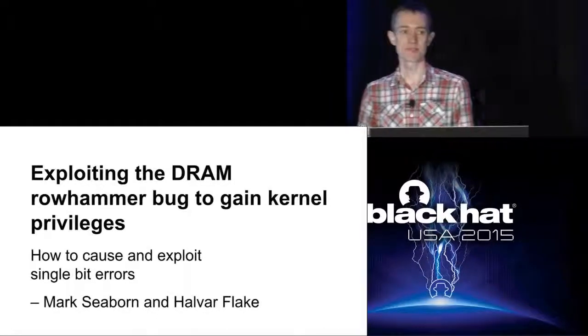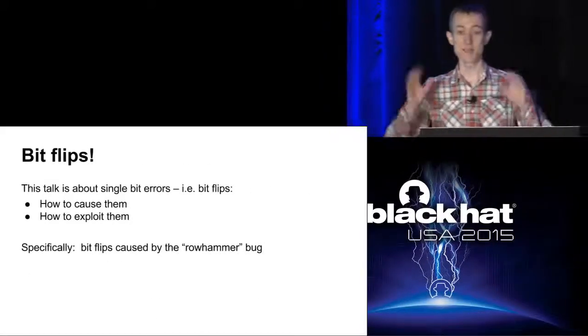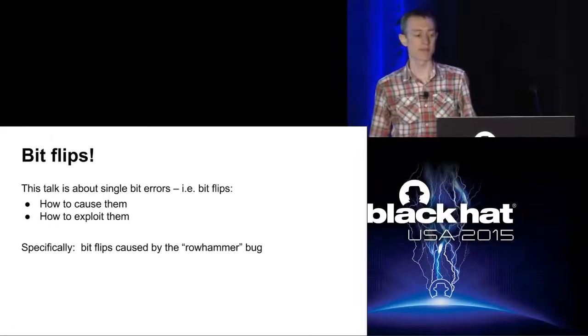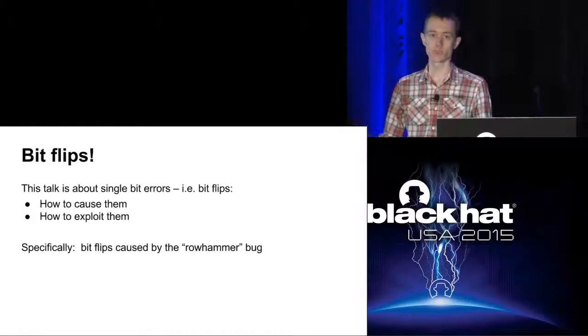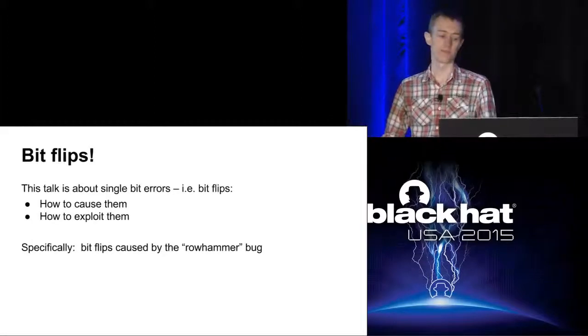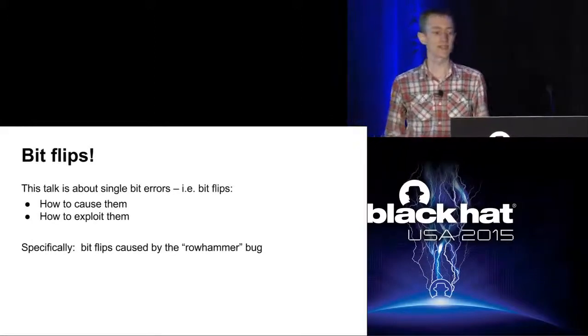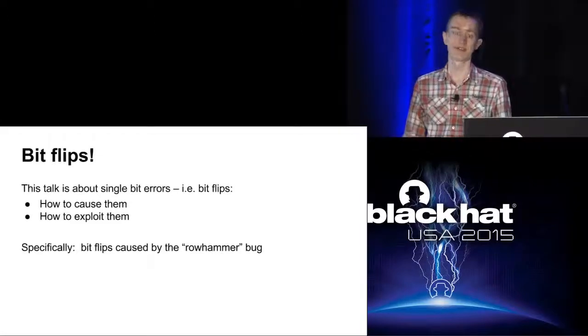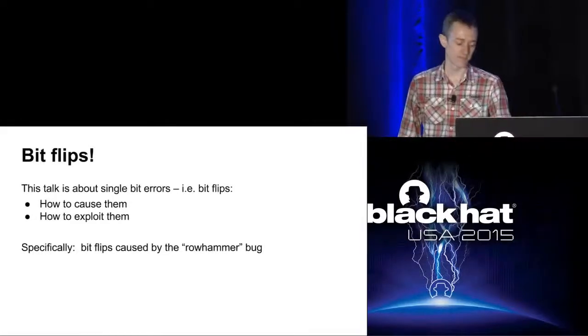Hi everyone. This is a talk basically about bit flips. In other words, single bit errors in memory. And it's about how to cause them and how to exploit them. And specifically, it's about exploiting bit flips caused by a particular hardware bug known as the Rowhammer bug.